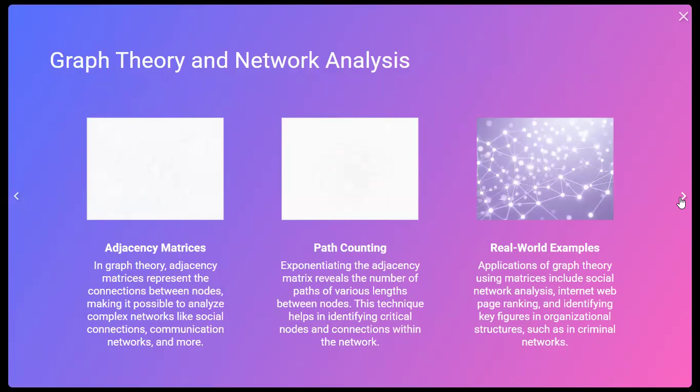In graph theory, adjacency matrices represent the connections between nodes, making it possible to analyze complex networks like social connections, communication networks, and more. Path counting. Exponentiating the adjacency matrix reveals the number of paths of various lengths between nodes. This technique helps in identifying critical nodes and connections within the network. Real-life examples. Applications of graph theory using matrices include social network analysis, internet web page ranking, and identifying key figures in organizational structures such as in criminal networks.